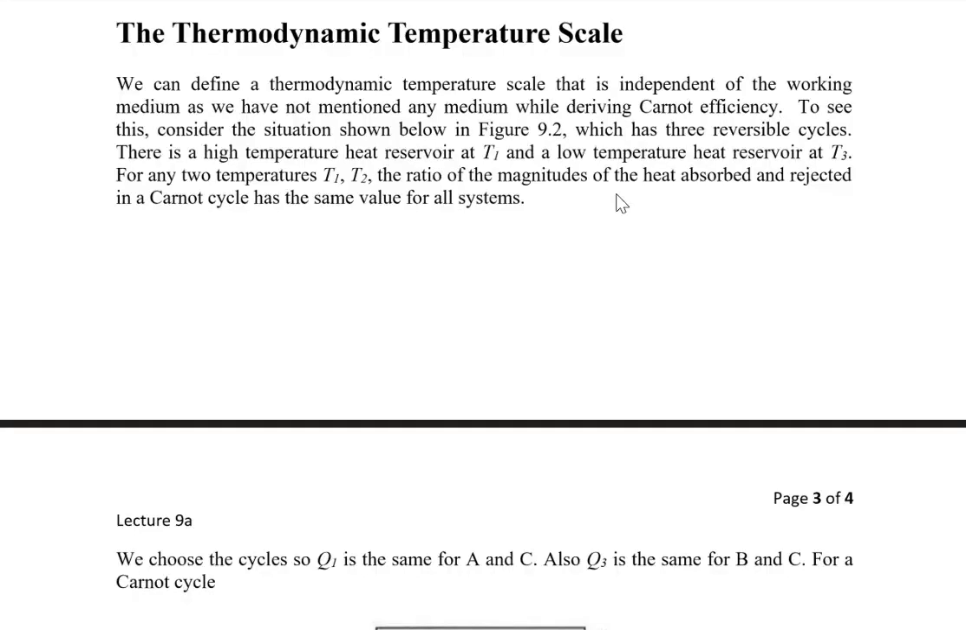So, the thermodynamic temperature scale. In the previous lecture, we defined the zeroth law of thermodynamics, and that law was defined with a property called temperature. Yes, we have to define a temperature scale, and that temperature scale must be independent of the working medium, or substance, and that we would call the absolute temperature scale.